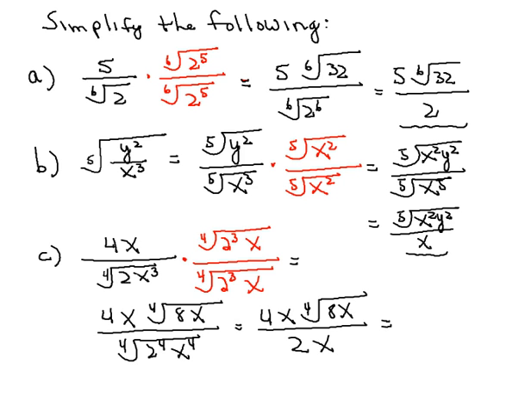And now in this case we can reduce and simplify the fraction further. So the 2 in the denominator will divide into 4 and give us 2. And the x's will cancel completely, so we're left then with 2 times the 4th root of 8x. Now that wasn't too bad, was it?